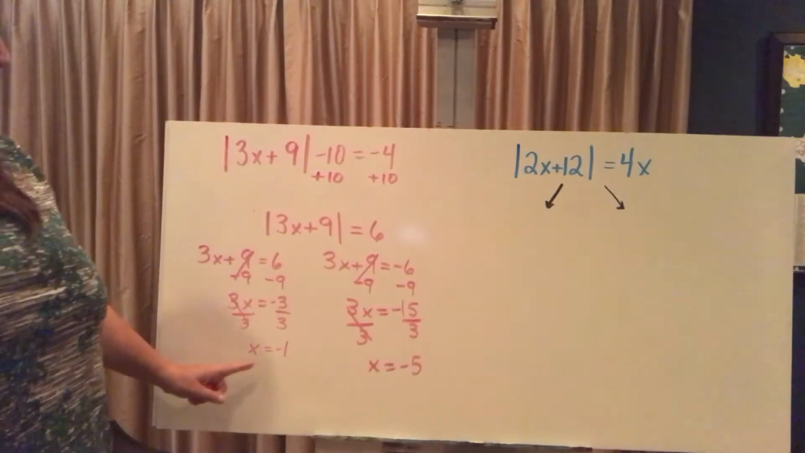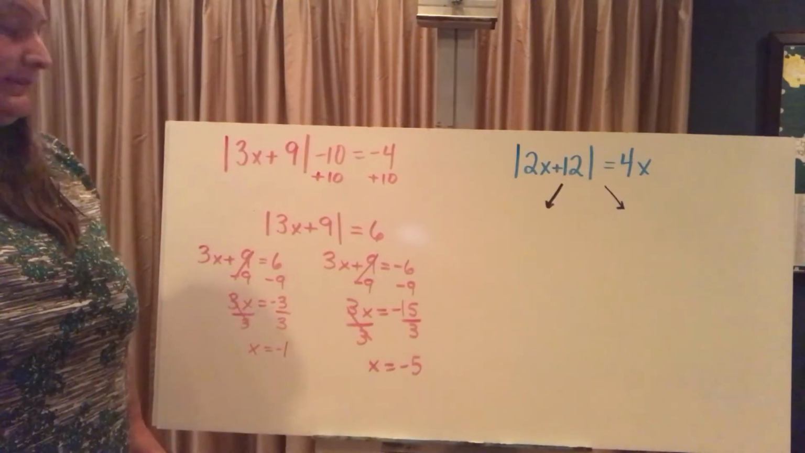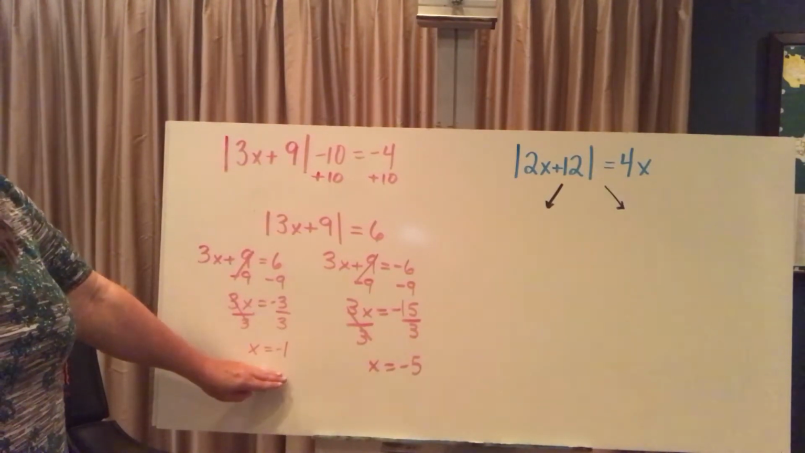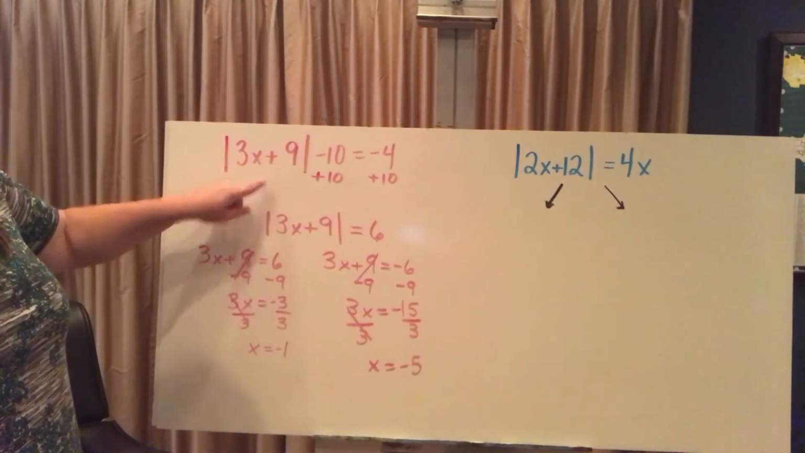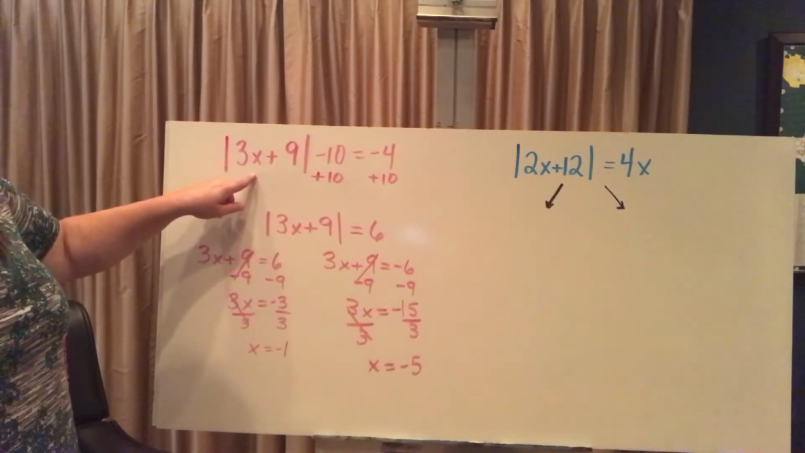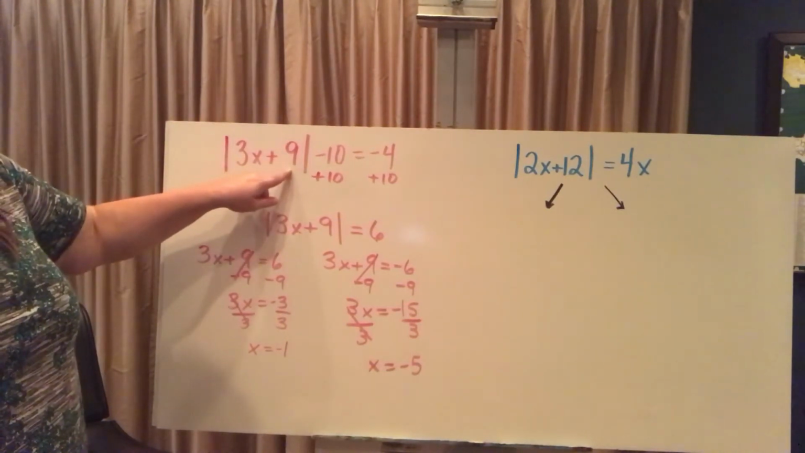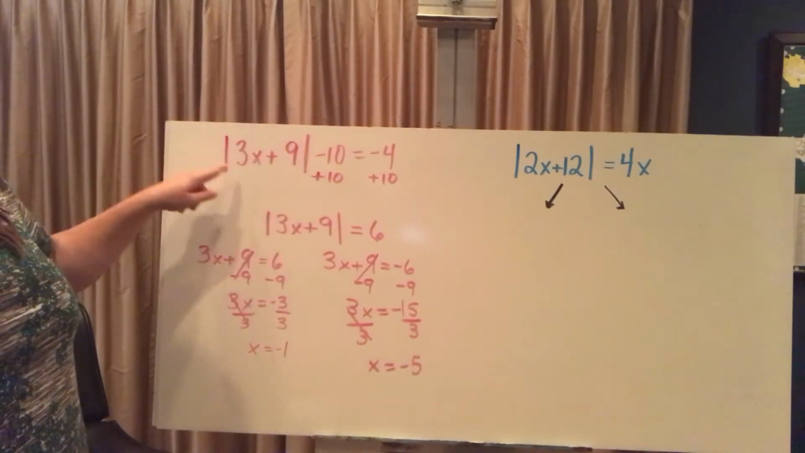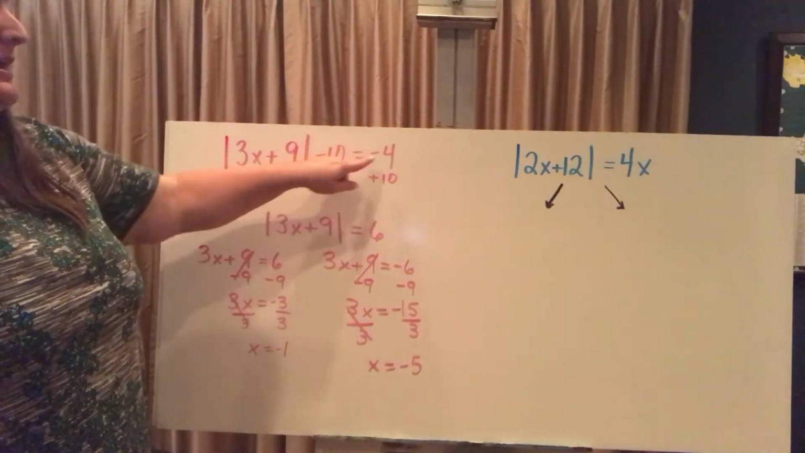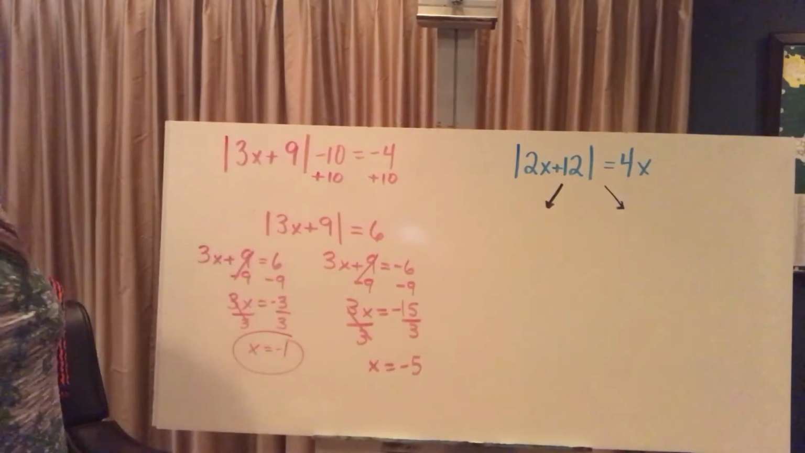Now before I say that these two solutions are definitely solutions, I'm going to want to test them out. So I'm first going to test x equals negative 1. I go back to my original equation. I'm going to plug negative 1 in for x. 3 times negative 1 is negative 3, plus 9 is 6. Absolute value of 6 is 6, minus 10 gives me negative 4. So this one actually worked as a solution.